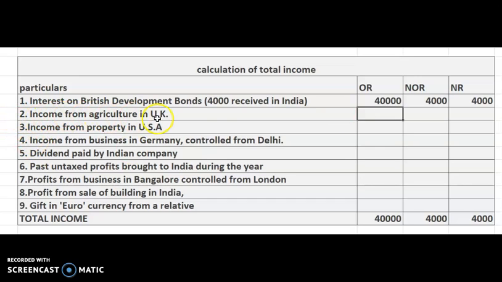Income from agriculture in UK. If it was income from agriculture in India, it would have been exempt, but in the UK it is completely taxable. Now there is no connection with India, that's why it is taxable for the first SSC and exempt for the other two. It was given in the problem that some amount is remitted to India, so we are not doing any adjustments with that. It may be sent to India or it may not be sent to India. It won't affect us in any way.